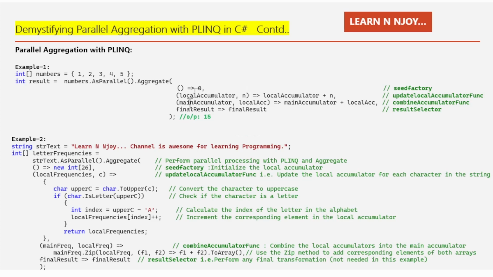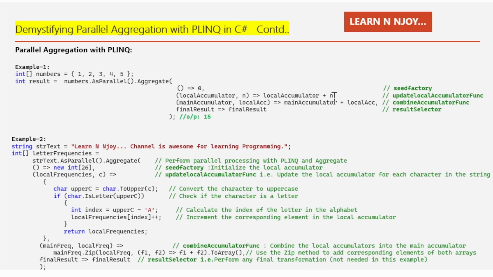Then I have written opening and closing parenthesis, and in between I have written local accumulator comma n goes to local accumulator plus n. This statement is nothing but the update local accumulator function that updates the local accumulator for each element in the array, and it adds each element, which is nothing but the n over here, to the local accumulator. So this statement we can treat as an update local accumulator function. It is just going to perform in the local way by one of the threads. Now I have written main accumulator comma local accumulator goes to main accumulator plus local accumulator. This is nothing but the combined accumulator function.